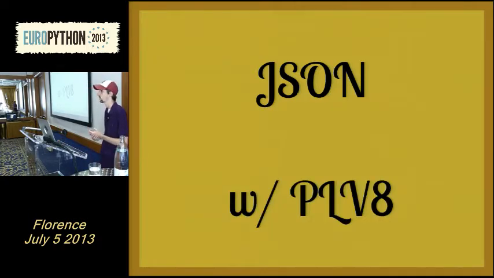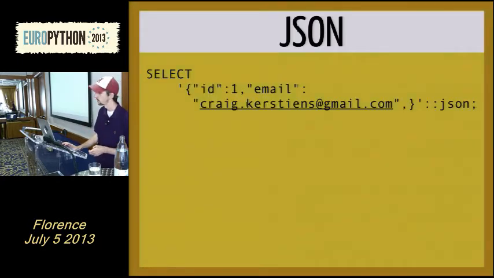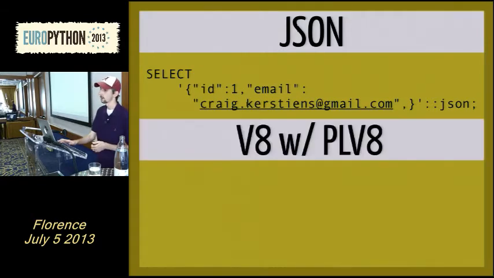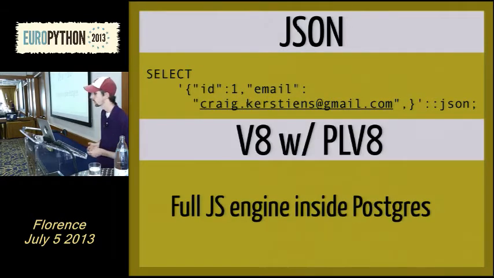How many people here have heard of PLV8? Okay, a few. So PLV8 is a procedural language inside Postgres. It's the full V8 JavaScript engine put inside Postgres. So with JSON, I can insert JSON into my database, and essentially that's it. It'll validate that it's valid JSON, say this is good, it's not incorrect. With PLV8, it's the same V8 engine that's inside Chrome and MongoDB directly inside Postgres.